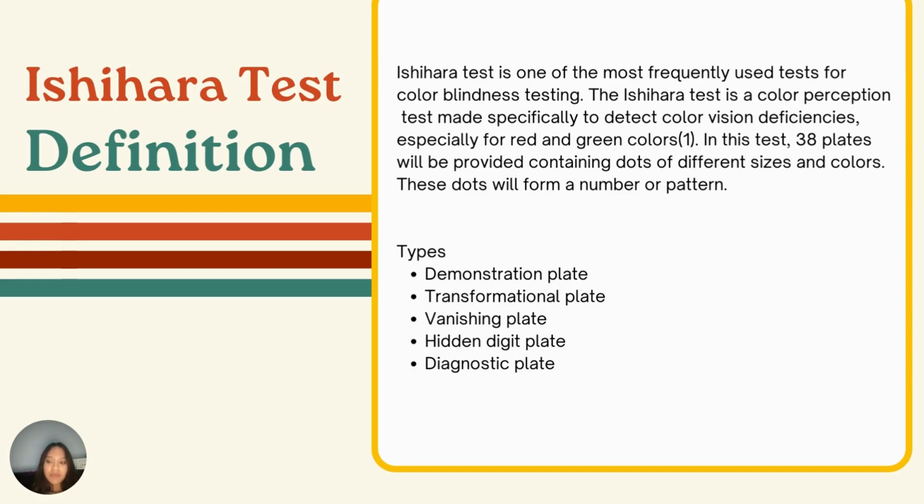The second type, transformational plates. In this type, usually people with normal vision will have different identification answers from those who have color vision deficiency. On vanishing plates and hidden digit plates, people with color vision deficiency cannot identify numbers or patterns, and the last type is diagnostic plates to help the diagnosis process.